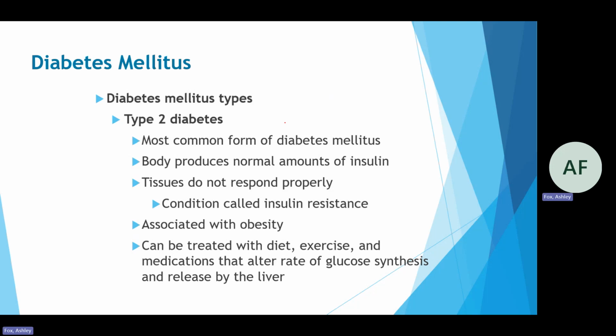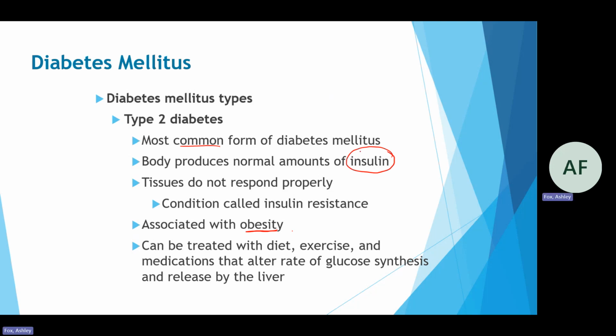Type 2 is going to be the most common form. Often it's associated with weight, but not all the time. Larger, more obese individuals can have a higher risk of getting diabetes mellitus. The difference between type 1 and type 2 is that you're making insulin normally.